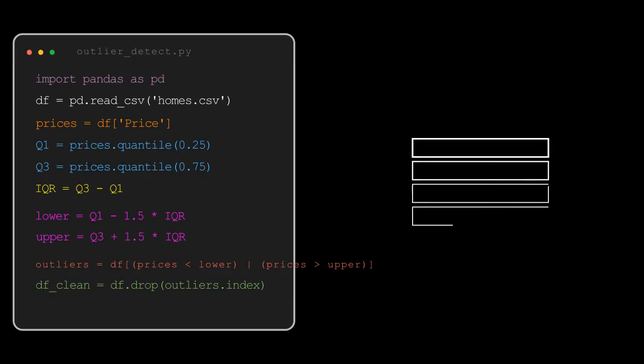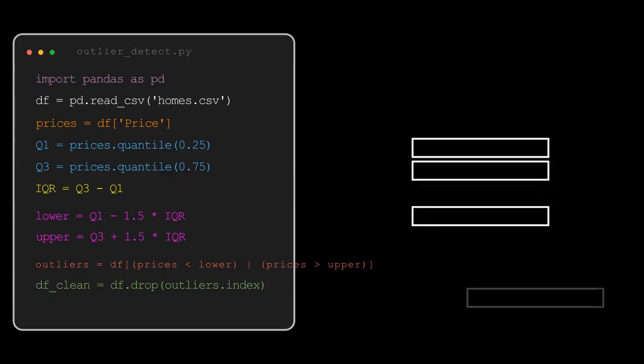In our code, we use Boolean indexing to filter the data frame, identifying values that are either smaller than the lower bound or larger than the upper bound. Visualizing this on a number line, we can see the middle box holding the majority of the data, while the extreme points stand isolated in the distance.